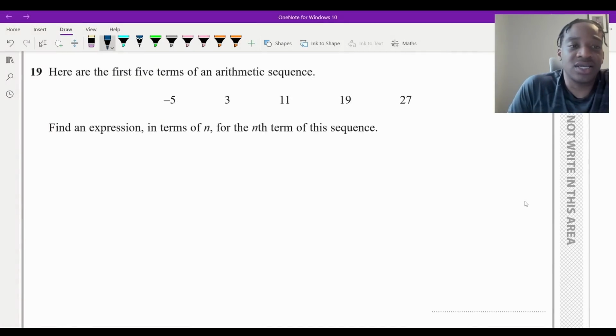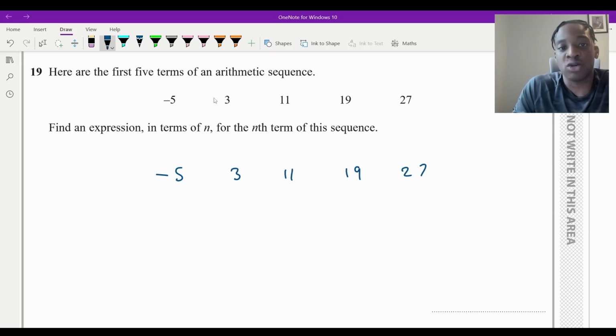Okay, so question 19 says, here are the first 5 terms of an arithmetic sequence. We've got -5, 3, 11, 19, and 27. Find an expression in terms of n for the nth term of this sequence. Okay, so I'm just going to write the sequence out one more time. So I've got -5, 3, 11, 19, and 27.